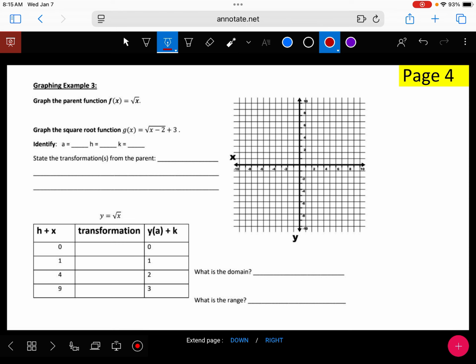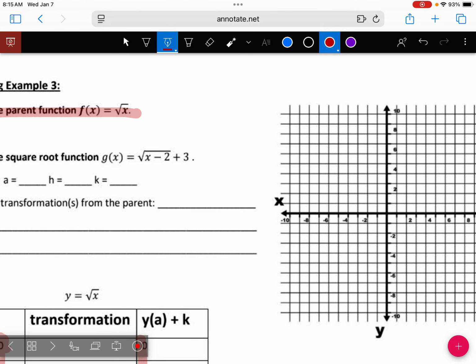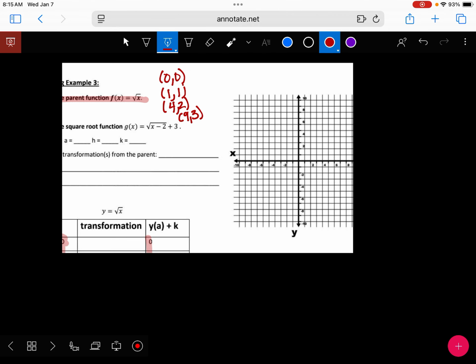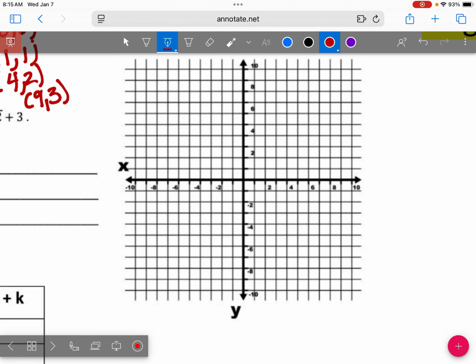I'm going to actually do red. So I'm going to graph this in red. So the ordered pairs for the parent, and this never changes, are 0, 0, 1, 1, 4, 2, 9, 3. You will always be asked to graph the parent first. That's the parent. So let's go ahead and graph that.